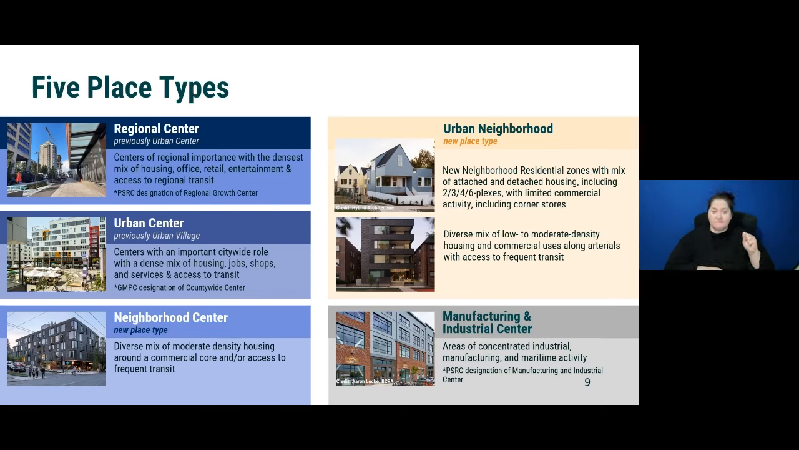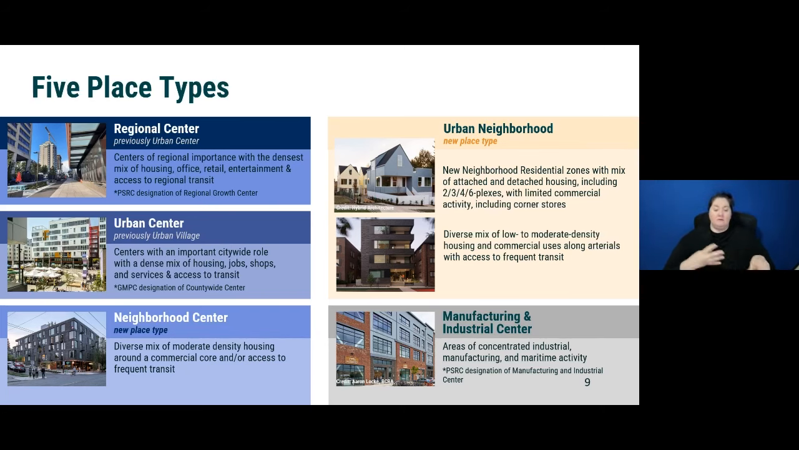We're also proposing a third center, a place type called neighborhood center. This is entirely new. And this would be a place where we'd have a diverse mix of moderate density housing around a commercial core or access to frequent transit. And so the purpose of these areas would be to allow a greater diversity of housing types in neighborhoods located in places where people can walk and bike to everyday needs like shops and services and transit and parks.